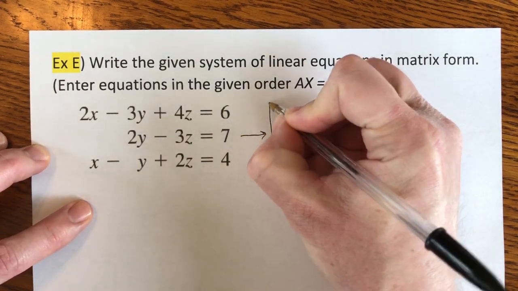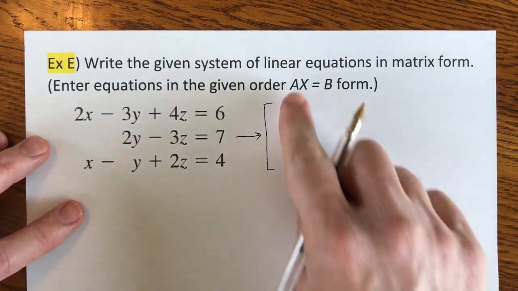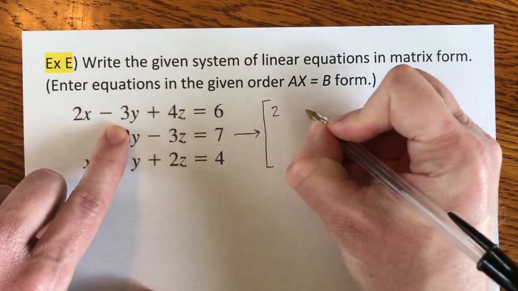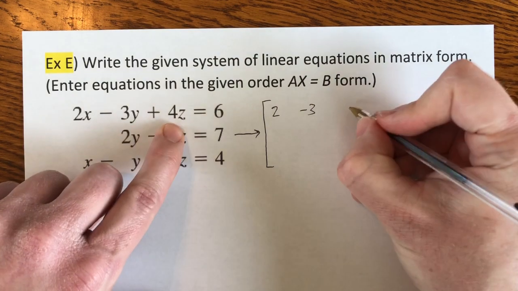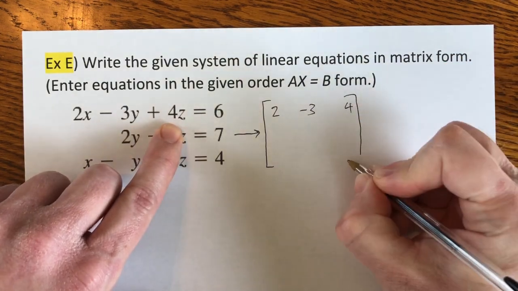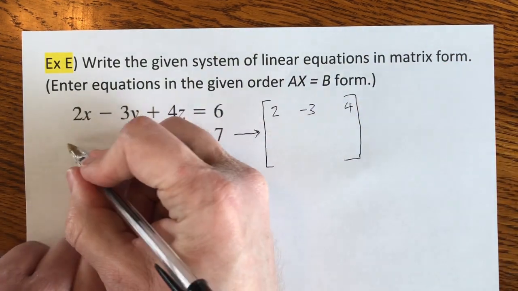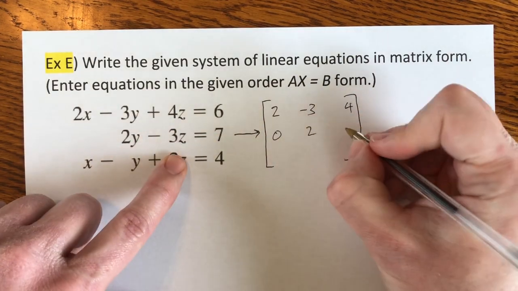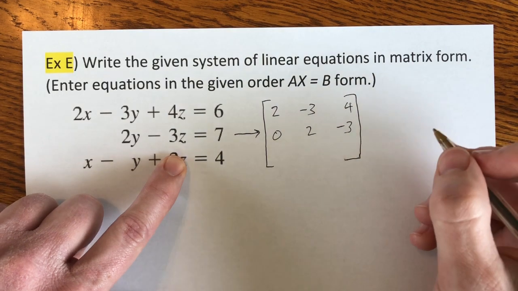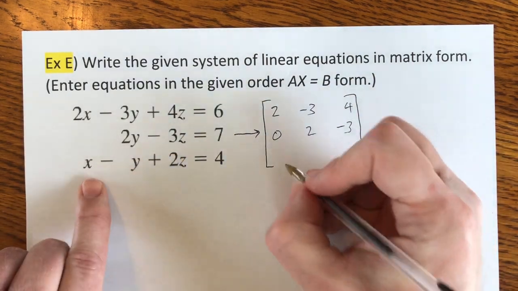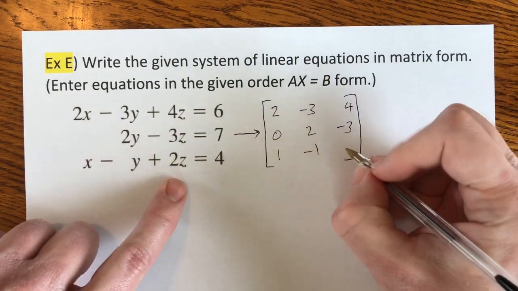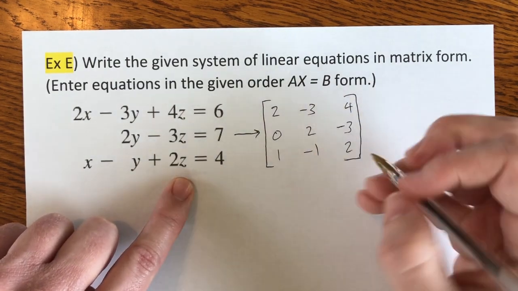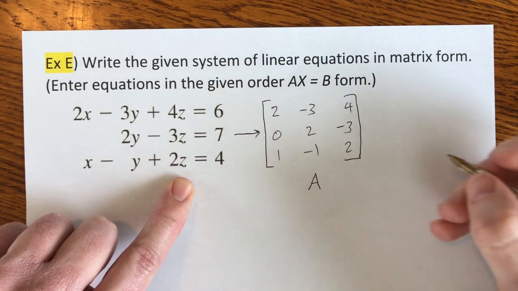Your first matrix would be matrix A, and that's going to be the matrix of coefficients. So 2, leave a little bit of a space, -3, 4. And then this one would be 0x plus 2y minus 3z. And the third and final row would be 1, minus 1, and then 2z. So this is your matrix of coefficients, and it's your A matrix.